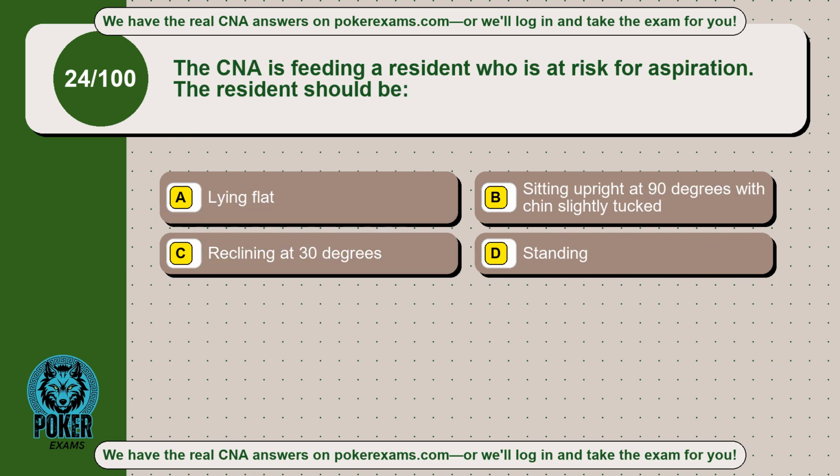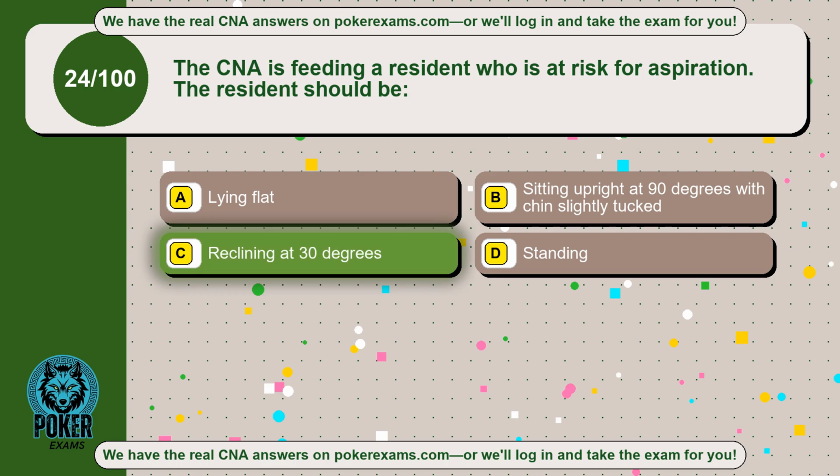Question 24. The CNA is feeding a resident who is at risk for aspiration. The resident should be: Option A, lying flat. Option B, sitting upright at 90 degrees with chin slightly tucked. Option C, reclining at 30 degrees. Option D, standing. The correct answer is option C.